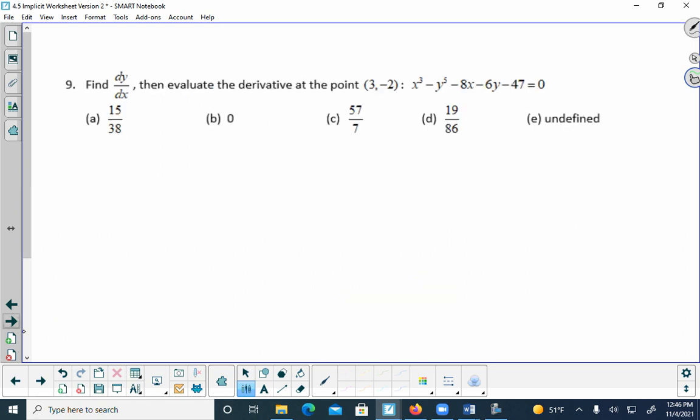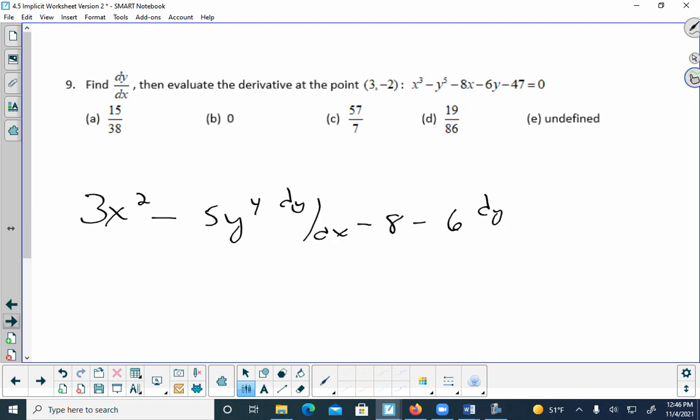Going on to number 9, I want to evaluate the derivative at the point 3, negative 2. So first I'm going to have to find the derivative. And this is a baby one, right? There's no product rule. There's no quotient rule. So I'm just going to take derivative term by term. So the derivative of x to the third is 3x squared minus the derivative of y to the fifth is 5y to the fourth dy/dx. The derivative of 8x is 8. The derivative of 6y is 6 dy/dx. The derivative of 47 is 0, and it's equal to 0.